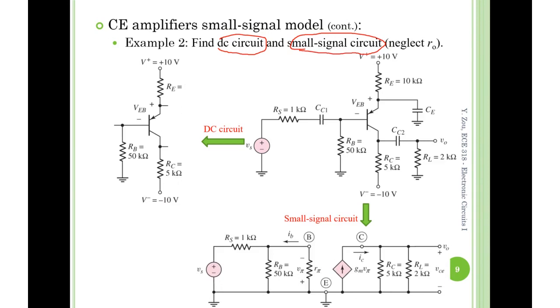Wouldn't RC be shorted? Or due to the short circuit, it's bypassed? RC is down here. There is no bypass. Oh, my bad. I was looking at the wrong thing. Yep. RE is up here, right? RE is going to be shorted by bypass capacitor C sub E.